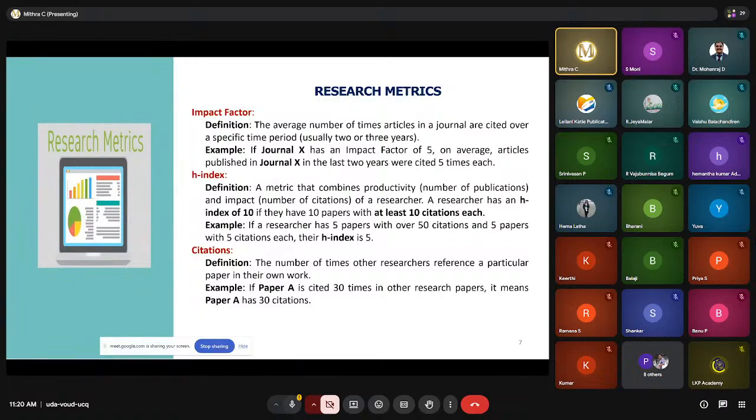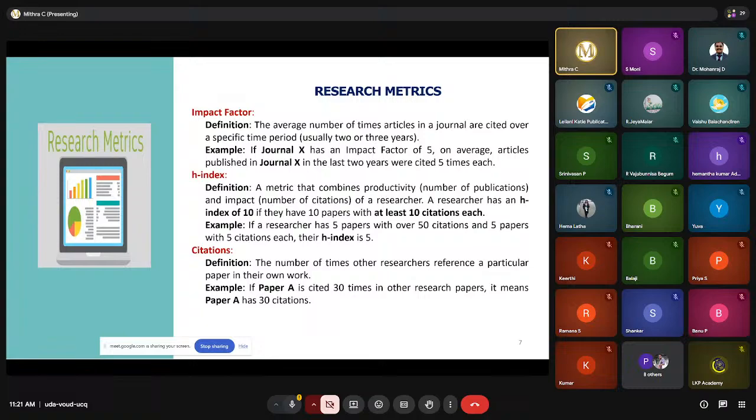For example, let us take the Scientific Reports journal that has an impact factor of 5. What is it trying to convey to us? On average, for the articles published in Scientific Reports in the last 2 years, how many citations have been made in those 2 years? For example, 2024 to 2026, how many citations were received for all the articles in that particular journal? So this is what impact factor means.